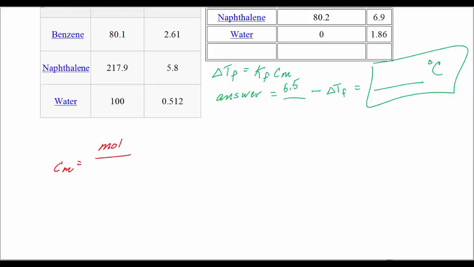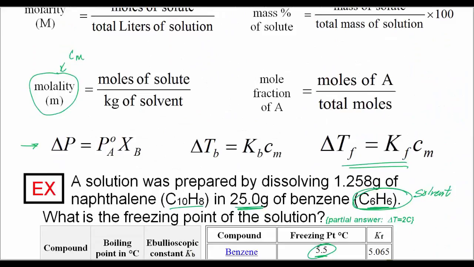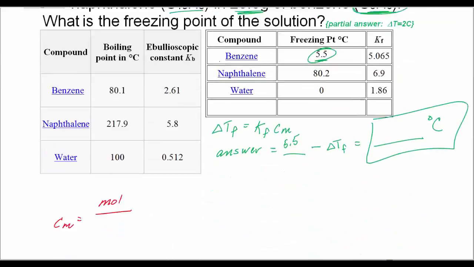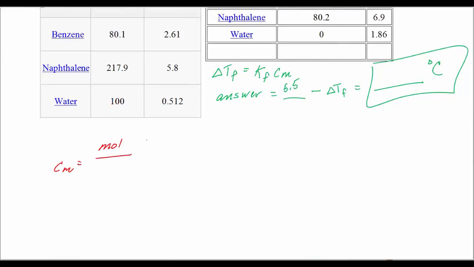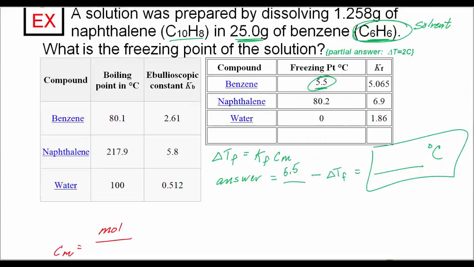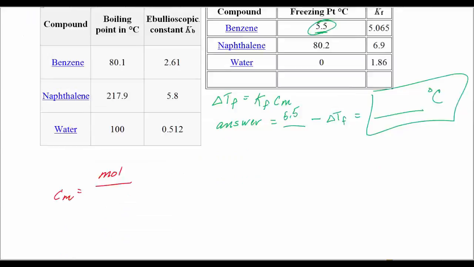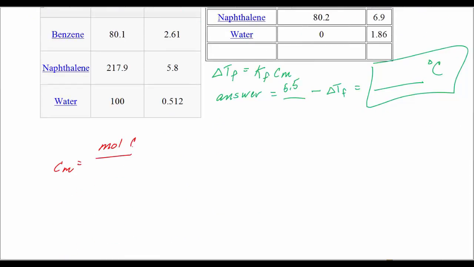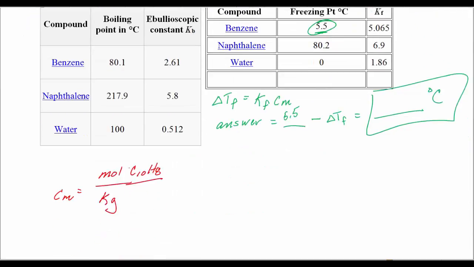And according to our table, well, I'll show you. According to that table, Cm is the moles of solute over kilograms of solvent. But I don't like writing it that way. If you write moles of solutes, it's not very helpful. Instead, write out what the solute is: C10H8. Moles of C10H8 over kilograms of solvent. And don't write the word solvent. Write down what the solvent is: benzene, C6H6. I think it makes the problems easier if you get into that habit.